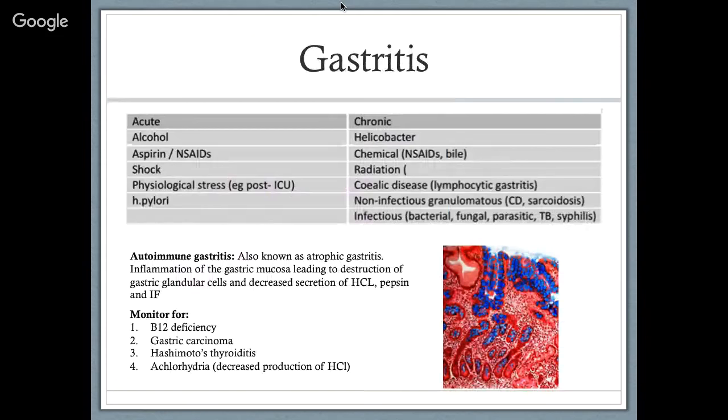We worry about gastric carcinoma. Quick rule of thumb, any time you've got a process that's causing chronic inflammation in any particular part of the body, that's a risk factor for malignancy. So any time you see chronic inflammation anywhere, you have to worry about it developing into a cancer. Hashimoto's thyroiditis, so with autoimmune diseases, if you've got one, you're often at increased risk of getting another. So there is an increased risk of Hashimoto's. And don't worry about the last one, it's pretty uncommon.